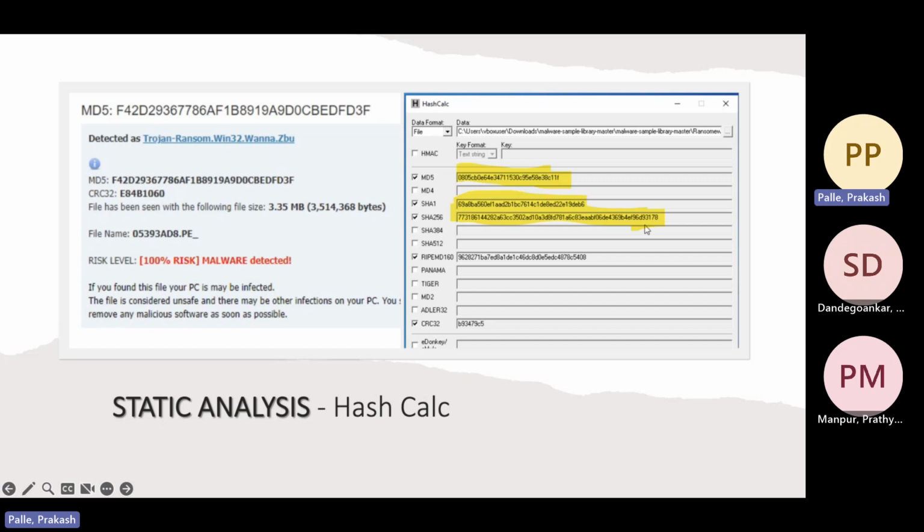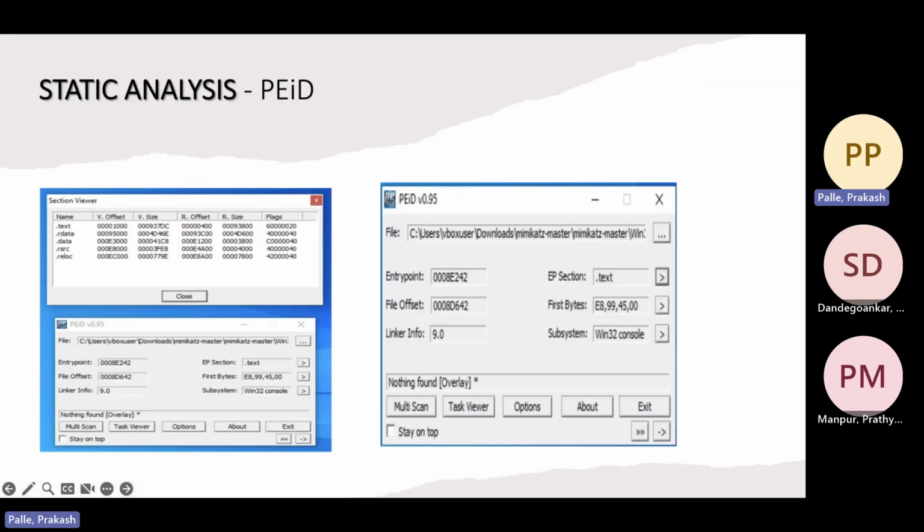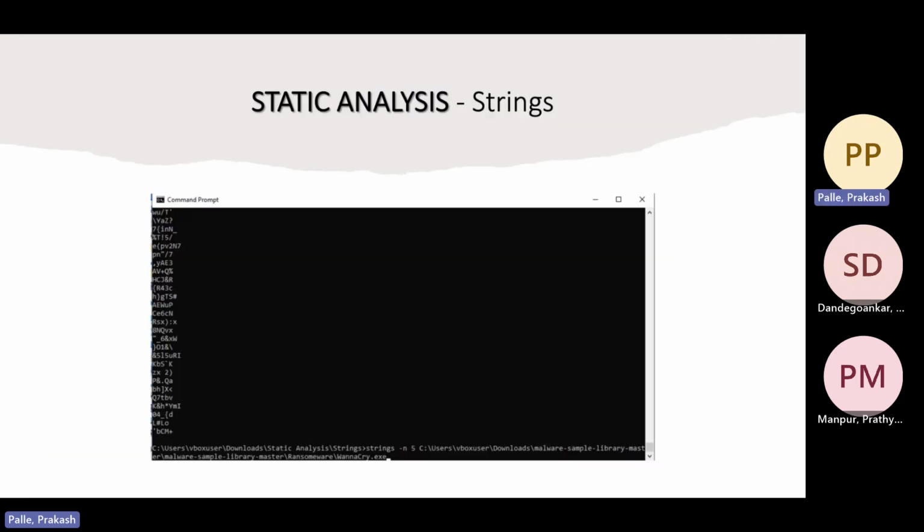Another tool we have used is PEiD, which is used to analyze the portable executable file format, which is commonly used for Windows executable files. It can identify the packer or compiler used to create the executable, which provides insights into the potential behavior and origin of the file. And Strings is used to determine the strings, which are commonly indicators used by many hackers who can hack the system.